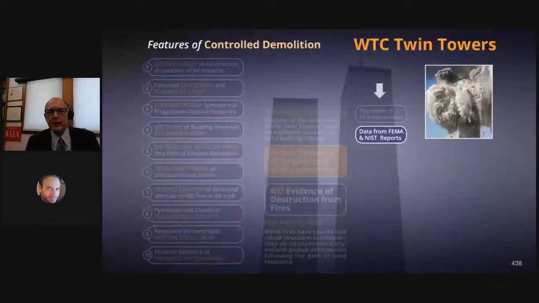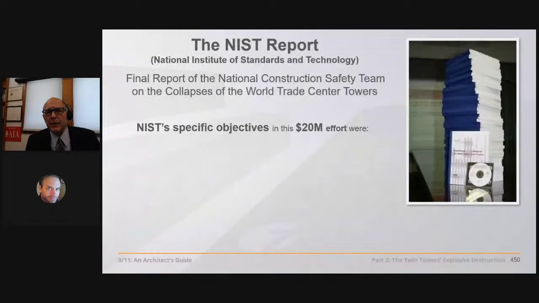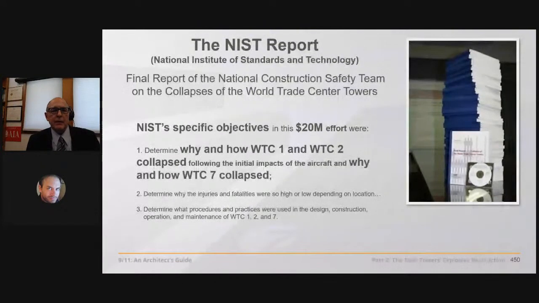How about the data from the FEMA and NIST reports? The NIST report received $20 million to produce it. They did. And they were tasked by Congress to determine how and why World Trade Center 1 and 2 collapsed.